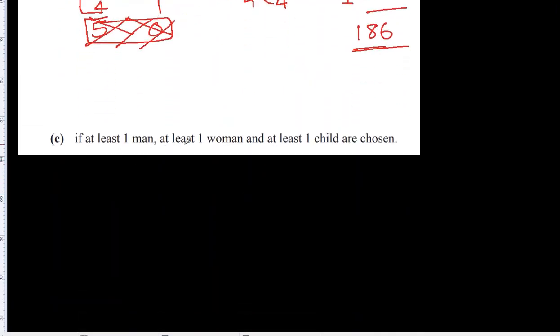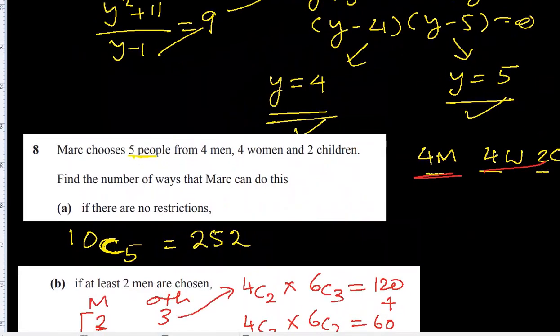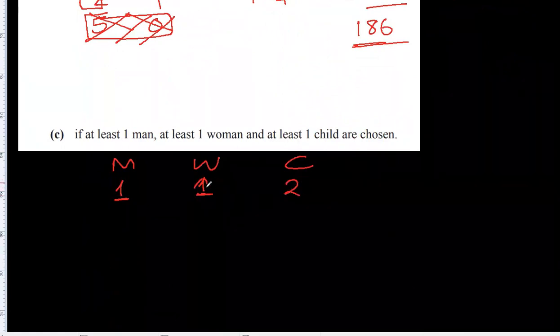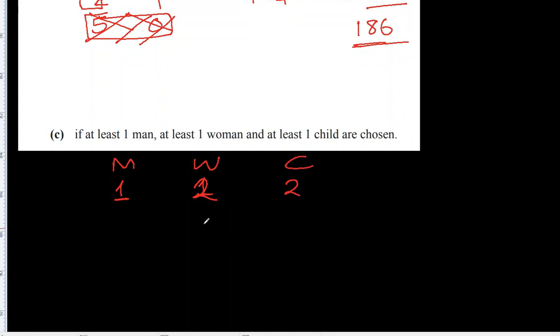If at least one man, at least one woman, and at least one child are chosen. So men, woman, child. So let's start with one man, and we need at least one of this. And so how many will be the children? 3. Do we have 3 children? No. We have 2 children. So we don't have enough children. So we'll write 2 here and 2 here. That makes it 5 choices. Right? Next, 1 man again, 3 women. Then it will be 3 child.